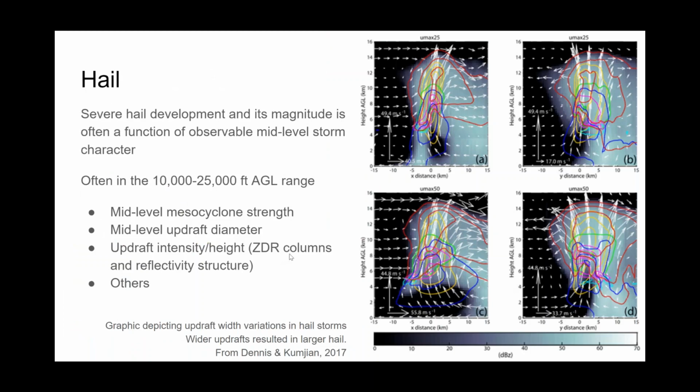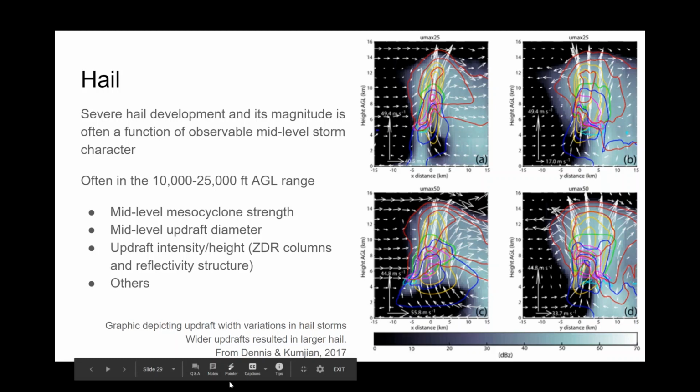Hail. All right, let's shift gears. And I'm running slow, so I'm gonna blast through this a little bit. I think we all know that a lot of hail development occurs in the mid-levels. A lot of the signals that we see for very large hail are evident in the mid-levels, such as mid-level mesocyclone strength, the mid-level updraft diameter, which is what Dennis and Kumjin showed in this graphic at the right. If you have a greater diameter of updraft, you tended to get larger hail in these storms. Updraft intensity and height is easily measured through the 20 and 30,000 foot layers.